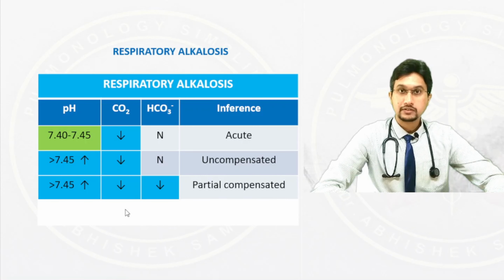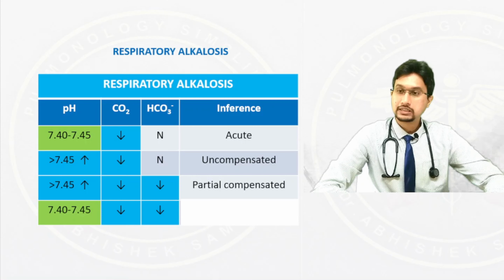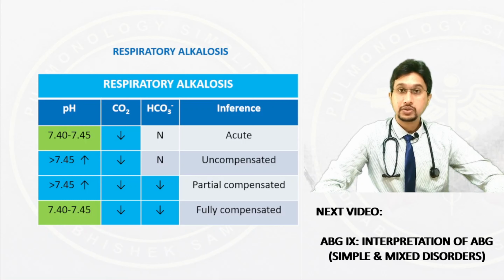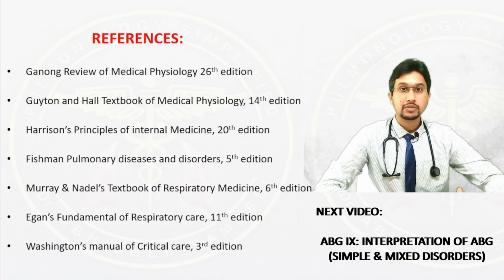Let's look at the final scenario. In this scenario, we note that the carbon dioxide is reduced and even the bicarbonate is reduced, because of which the pH has come within the normal range. So this means that the compensation is complete. It is a fully compensated respiratory alkalosis. So this brings an end to the interpretation of respiratory alkalosis. These are my references.